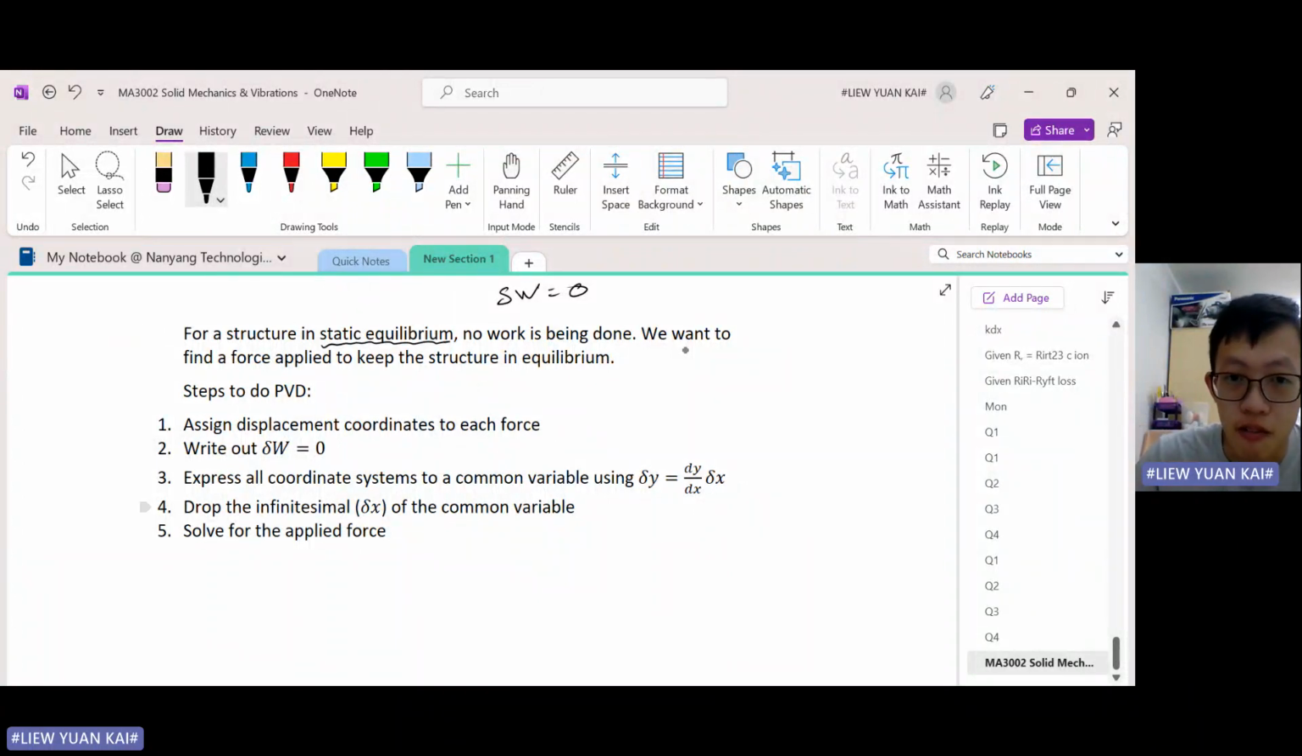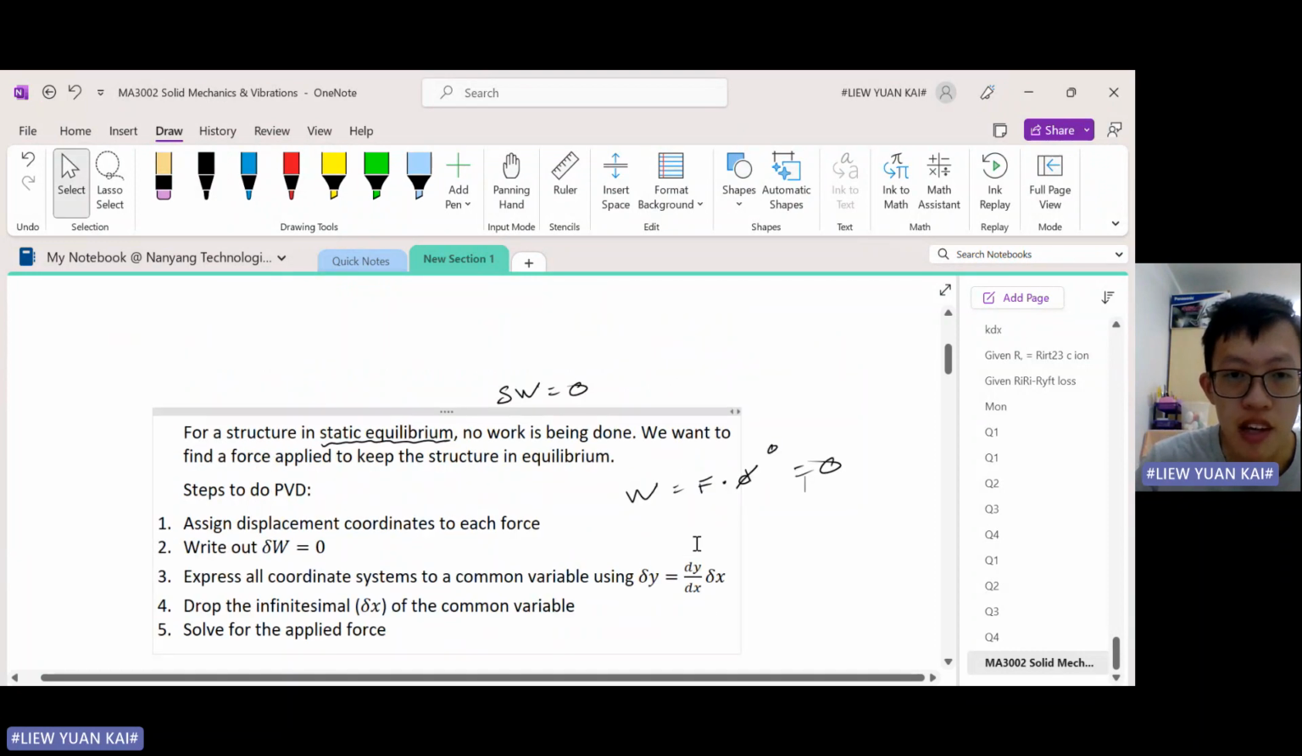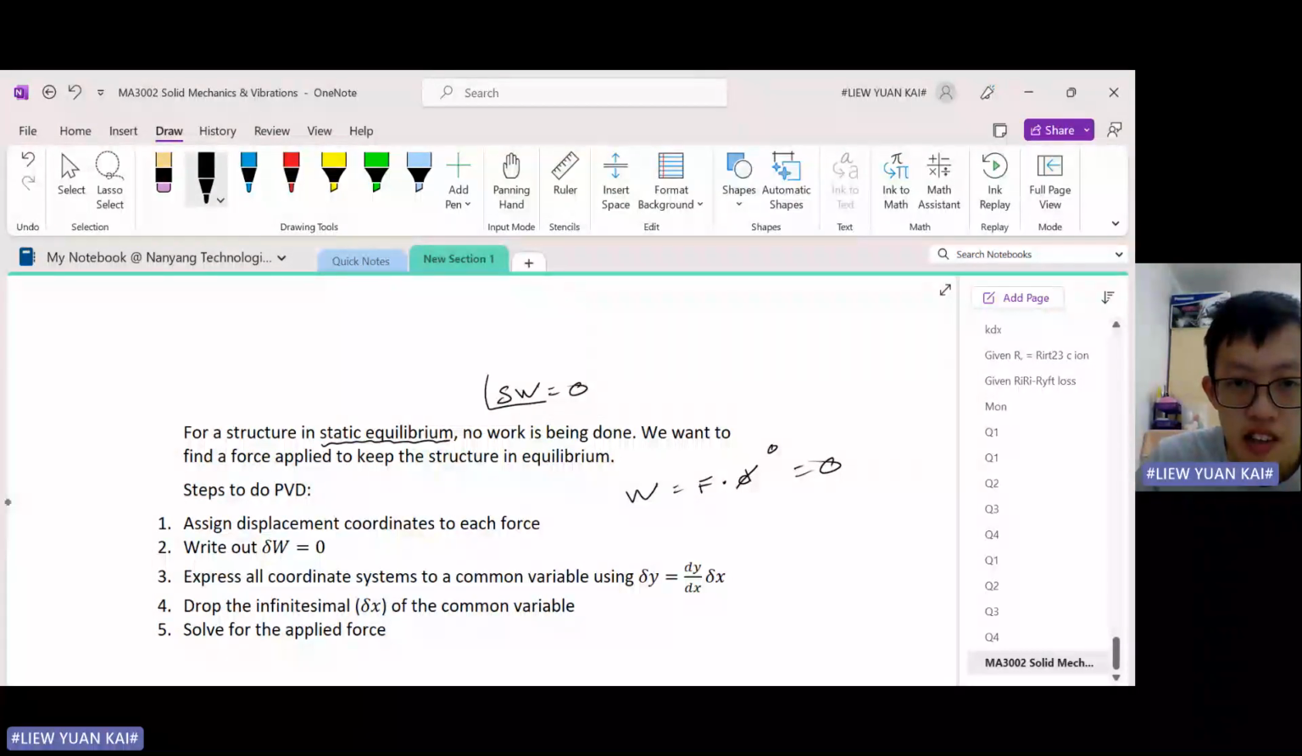Because we all know that work done is given by force dotted with displacement. So work done is force multiplied by displacement. If the structure is not moving, you don't displace anything. So this is 0, and hence the work done is just 0. That's why we claim that the PVD formula is delta W equals 0.